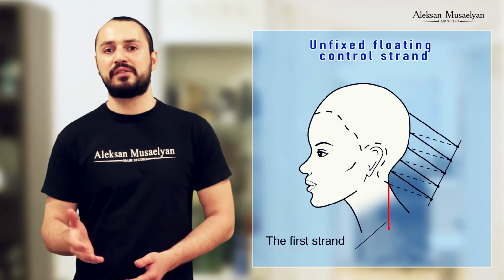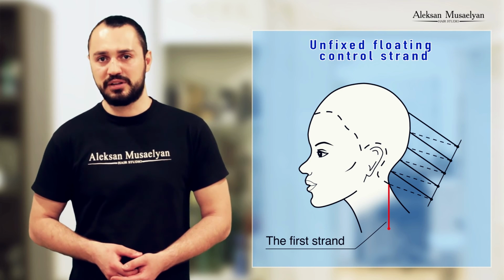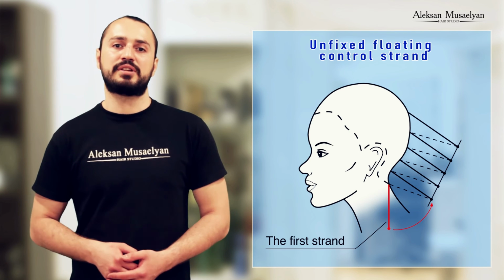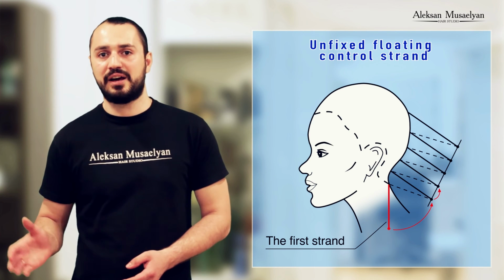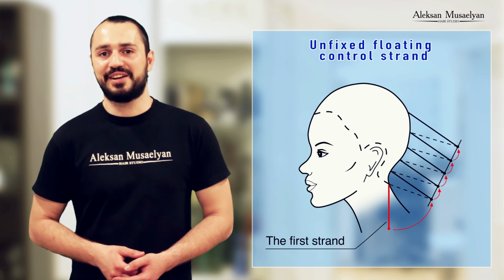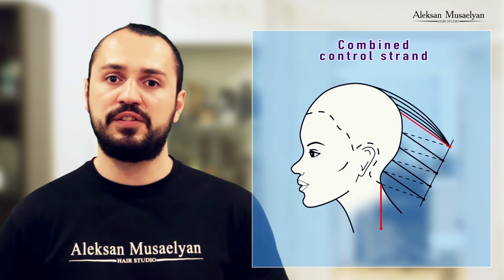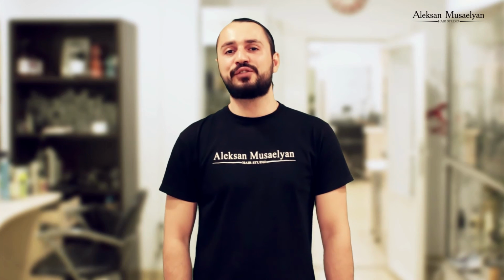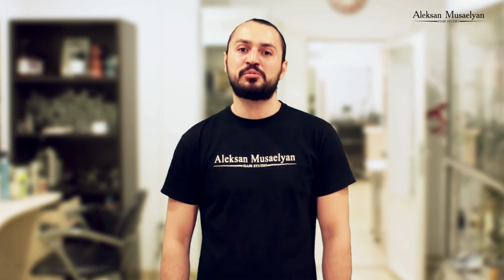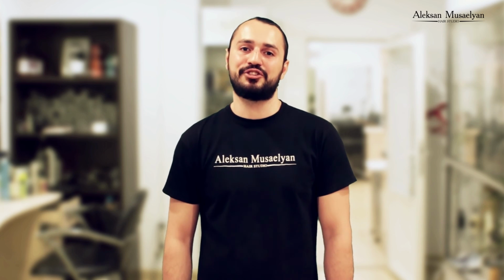In other words, we cut the first strand that serves as the length reference. The second strand is cut guided by the first one, the third guided by the second one, and so on. Some stylists also figure out the combined control strand as a combination of unfixed and fixed strands. Every form has its own steps, and that's why we will consider each of them individually.